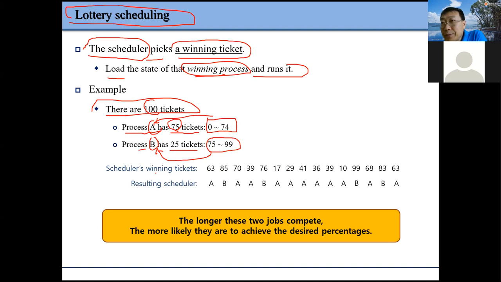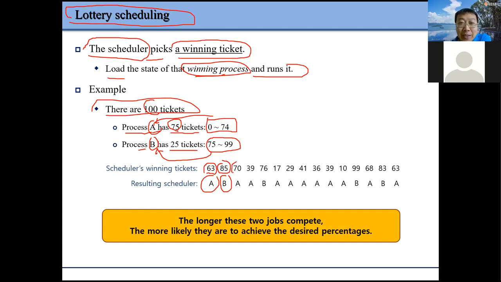Then we do the lottery. The lottery starts: run the random number generator, then normalize the number into the range of 100. For example, the first time we got 63. This random number is between 0 and 74, so we run A. The second time, we run the random number generator and it generates 85. 85 is between 75 and 99, so we run B. As simple as this.